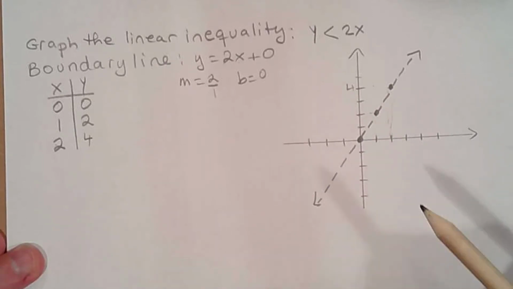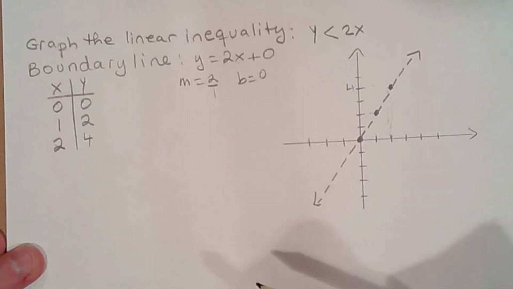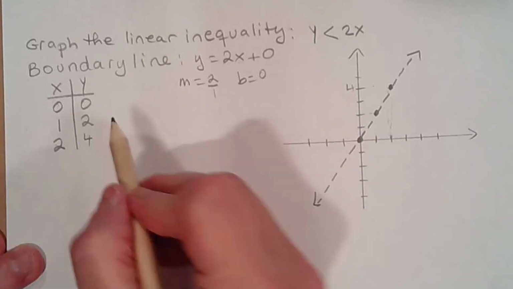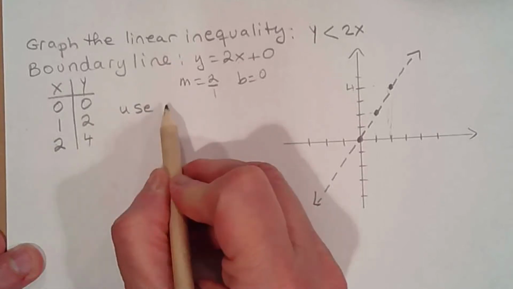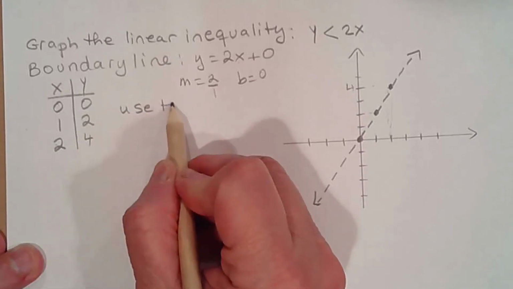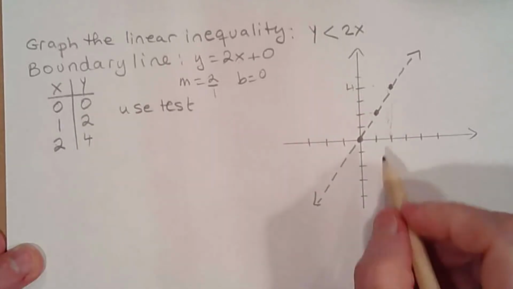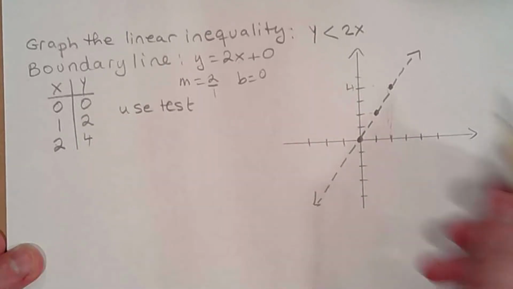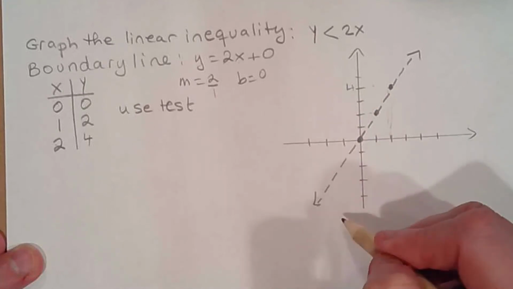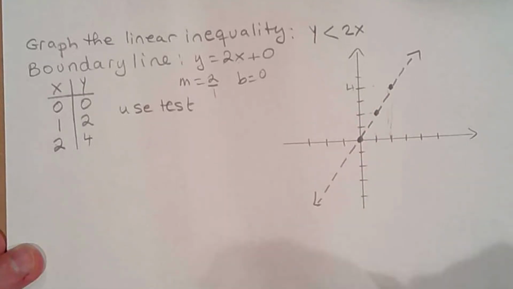Now I need to graph my inequality. Where do I need to shade? Below, above? I need to use a test point. We usually use the origin, (0, 0), as the test point. But in this case, I can't use it because it's on the boundary line. I have to select a point that's not on the boundary line. So you can select any point you want.